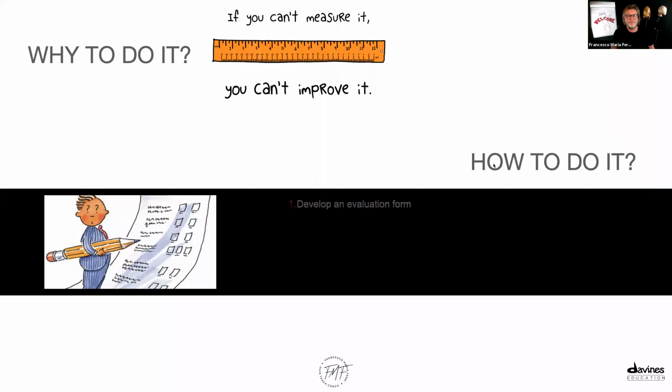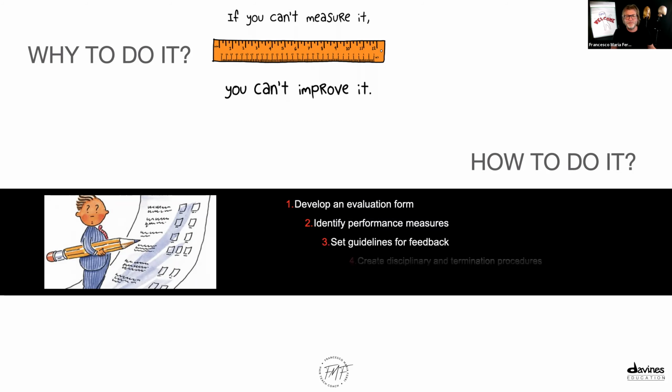So this was how to plan: develop an evaluation form, identify performance measures, set the guidelines for feedback, create disciplinary and termination procedures, and set an evaluation schedule. So basically all the steps that potentially have to be followed to create an evaluation system.